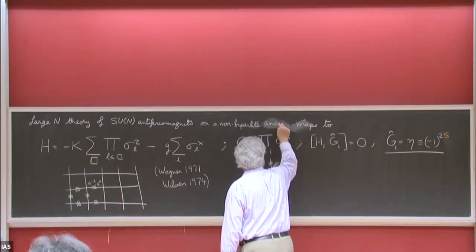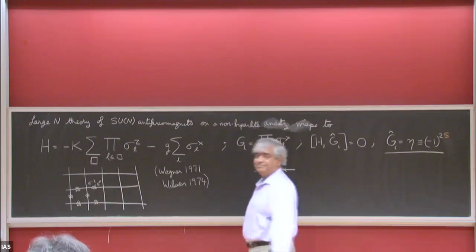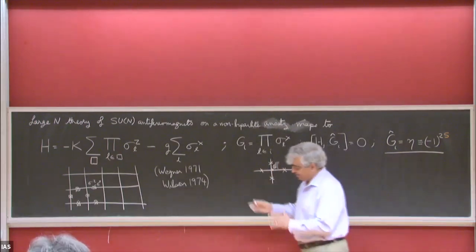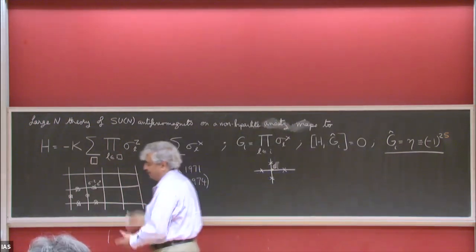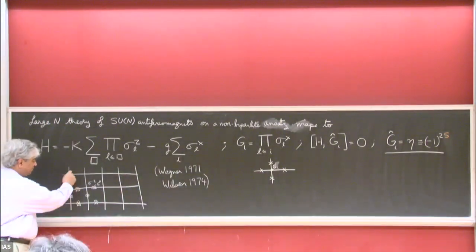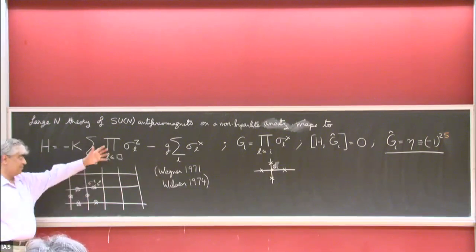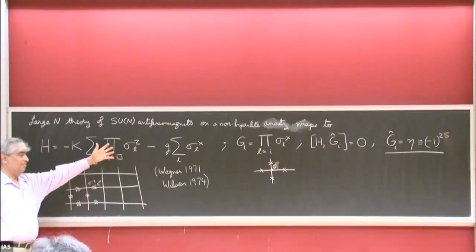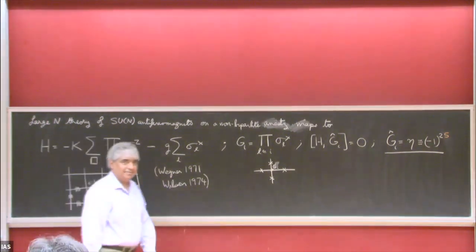Let's see. So in fact, you could imagine an actual square lattice having this structure. You would probably need bonds on the diagonals, and correspondingly, there'll be more complicated terms here, but yes.